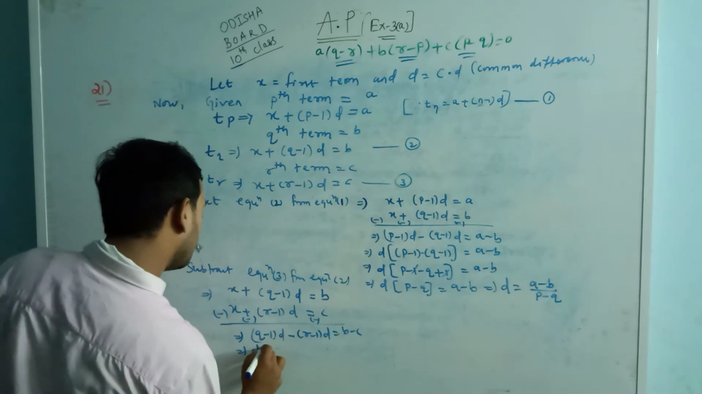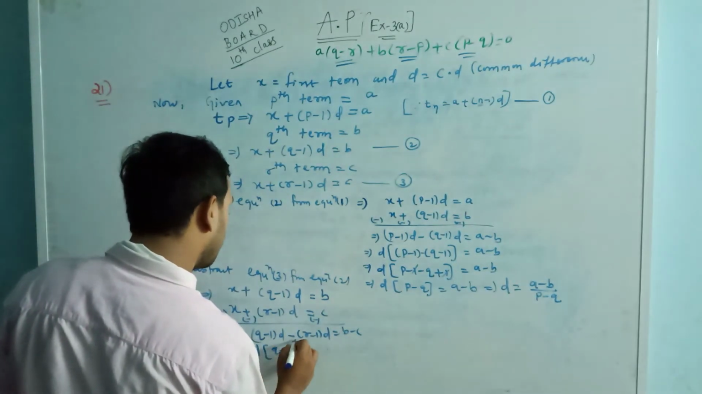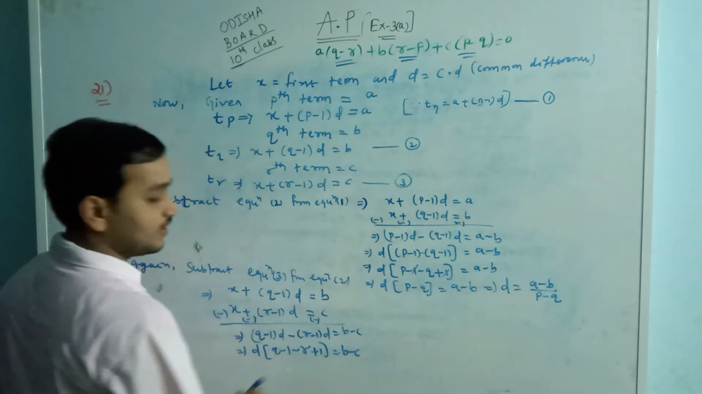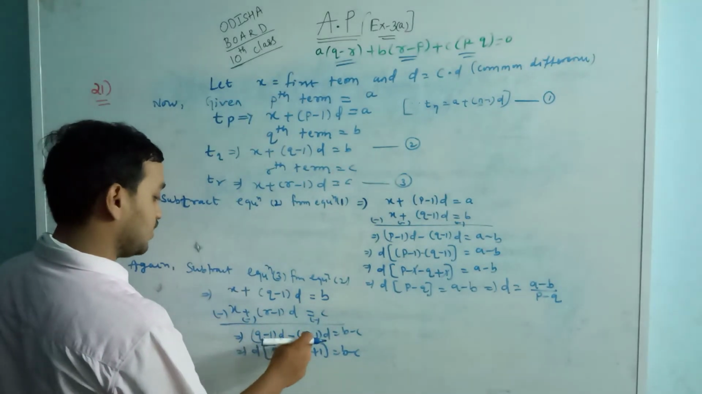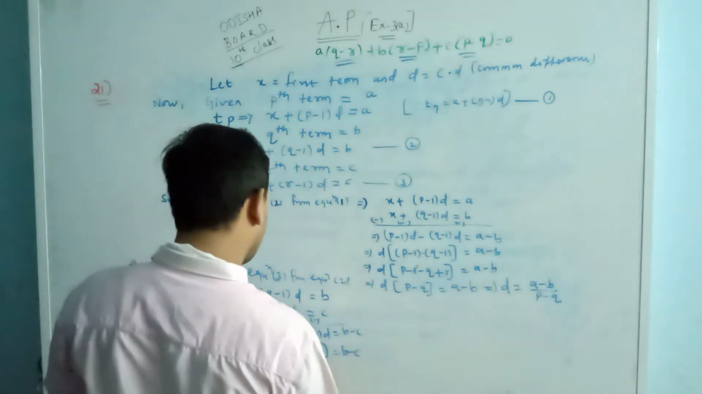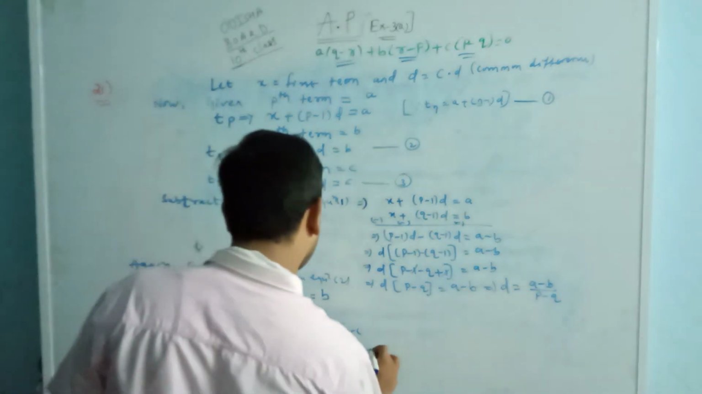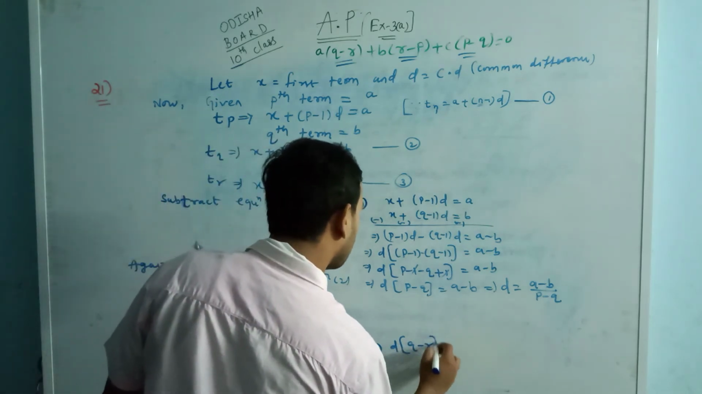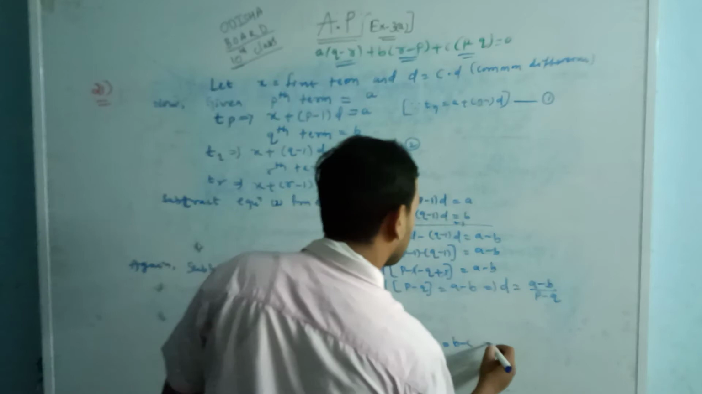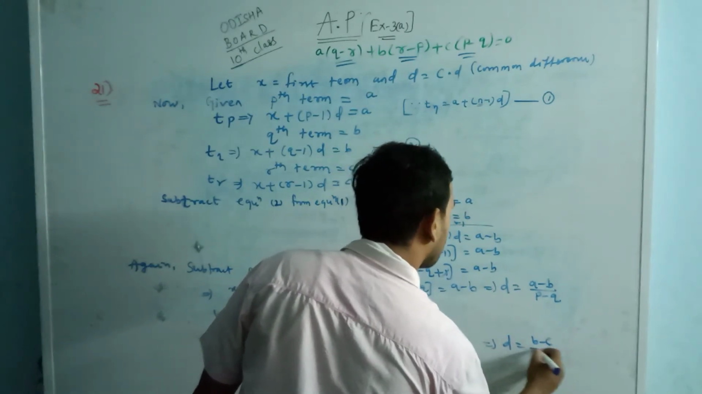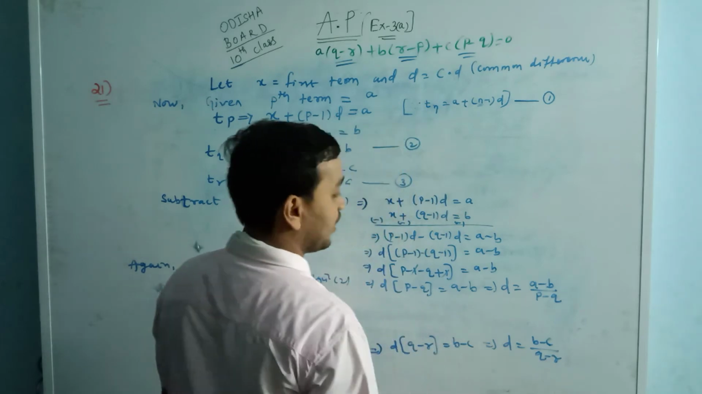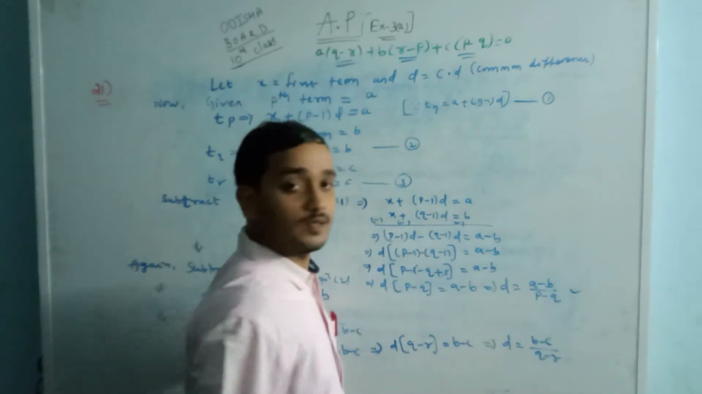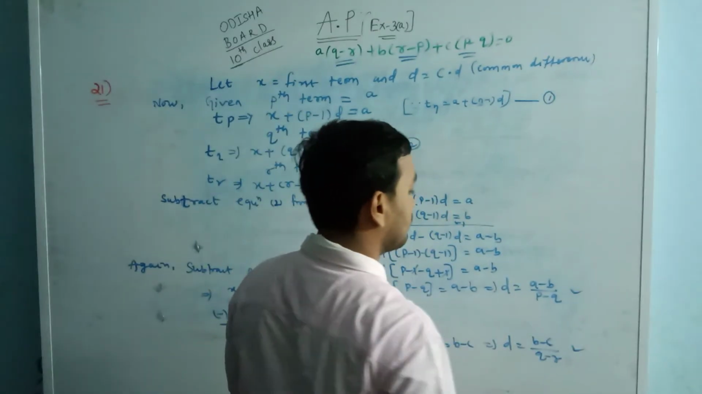Take D common like this. Q minus 1 minus R minus minus plus 1. I have done it directly because see, D common Q minus 1 minus R minus minus plus 1. So minus 1 plus 1 will be cancelled. What will we get? D into what? Q minus R. Q minus R is equal to what? B minus C. So D is equal to B minus C by Q minus R. See, here this place D, what? A minus B by P minus Q. This D, B minus C by Q minus R, both are equal, na?